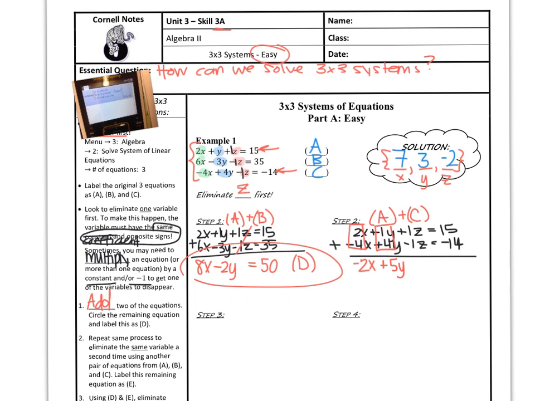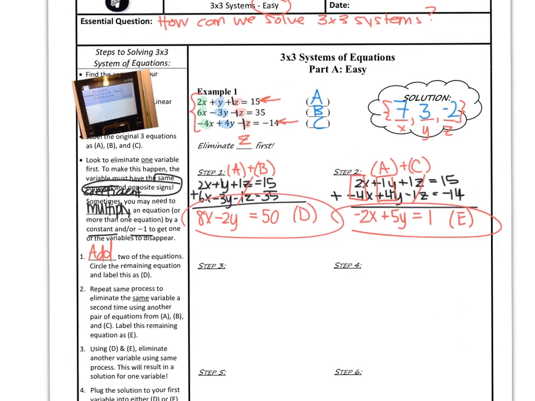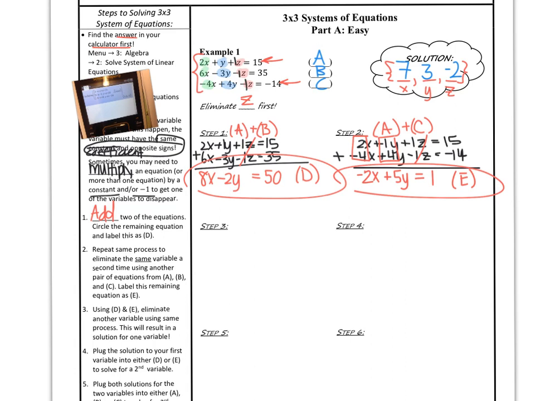Negative 1z plus 1z cancels, and then 15 plus negative 14, that's just a positive 1. And this will be equation E. I'm going to circle it because that's what our process says. Circle the two remaining equations, because now we're going to use those remaining equations and figure out how to cancel the next variable. Using equations D and E, eliminate another variable using the same process.